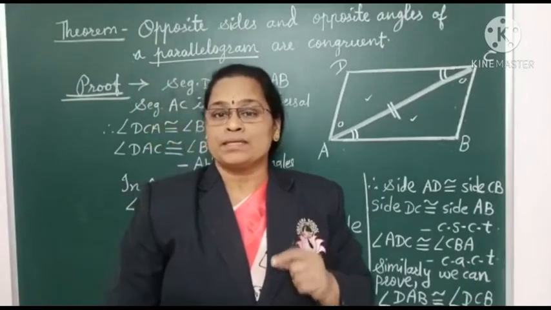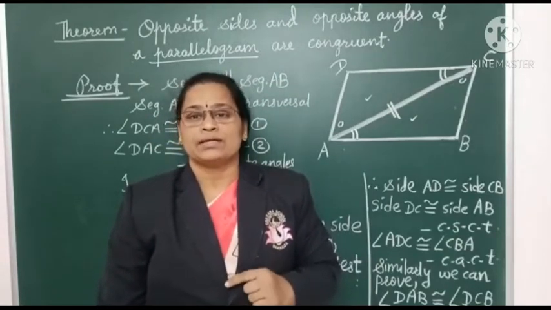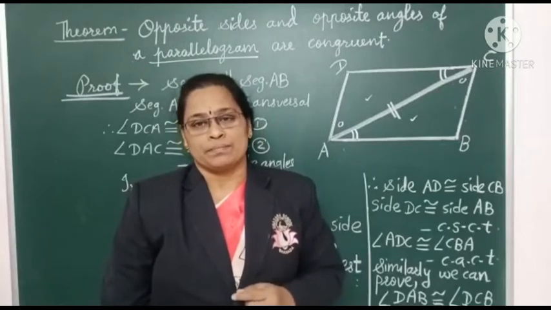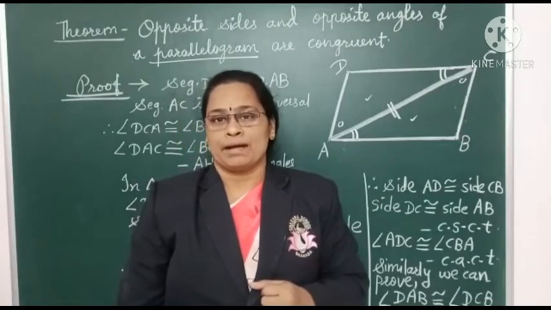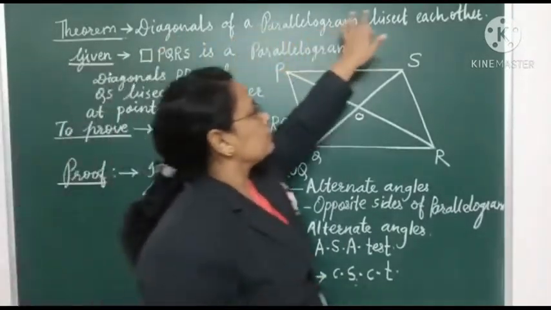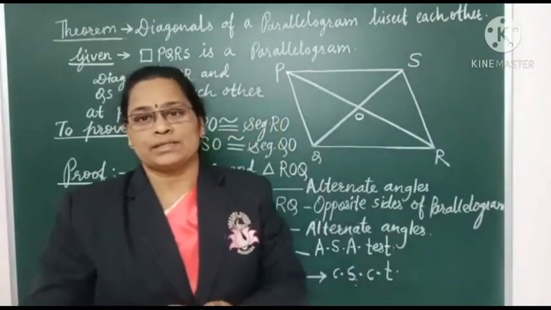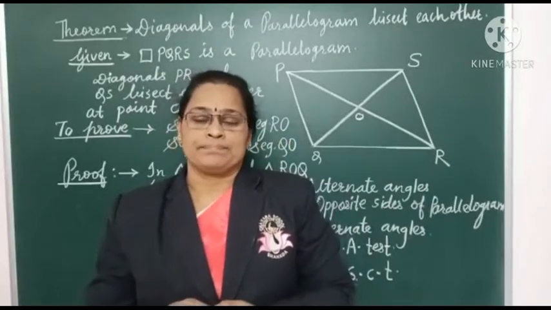Now, this property you have to remember, you have to learn, you have to keep in mind, so that you will use this property for proving the next property of parallelogram. So let's see the next property of parallelogram. Diagonals of a parallelogram bisect each other. So here we have to prove this theorem: diagonals of a parallelogram bisect each other.